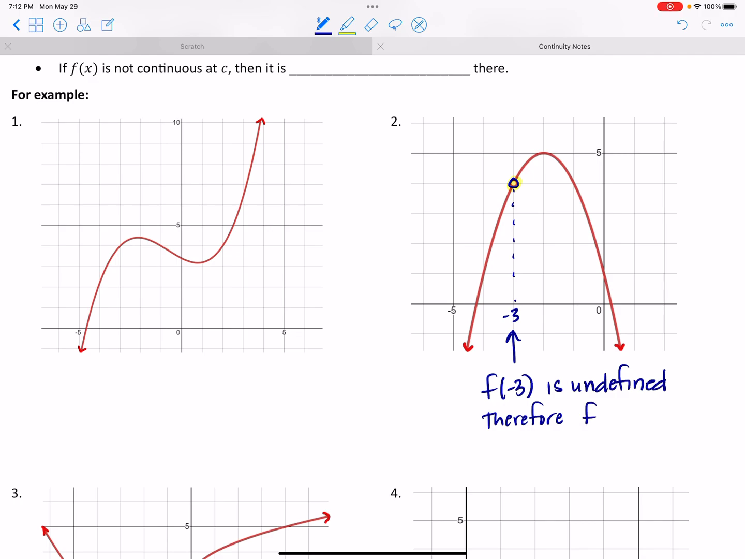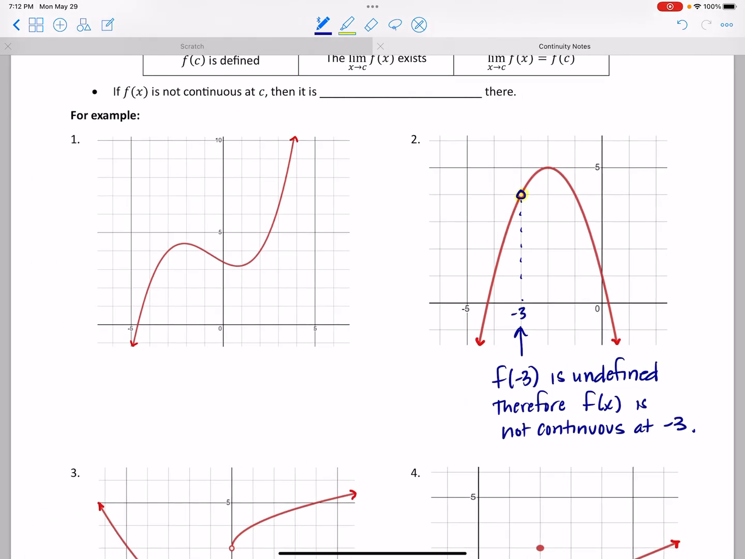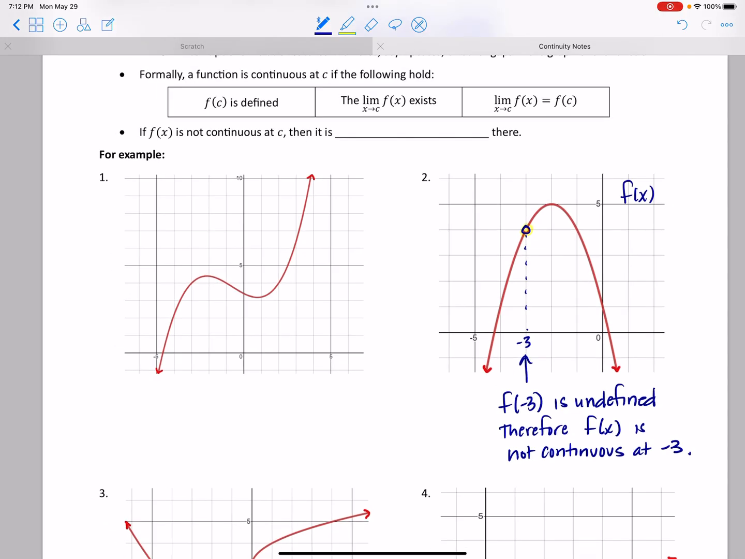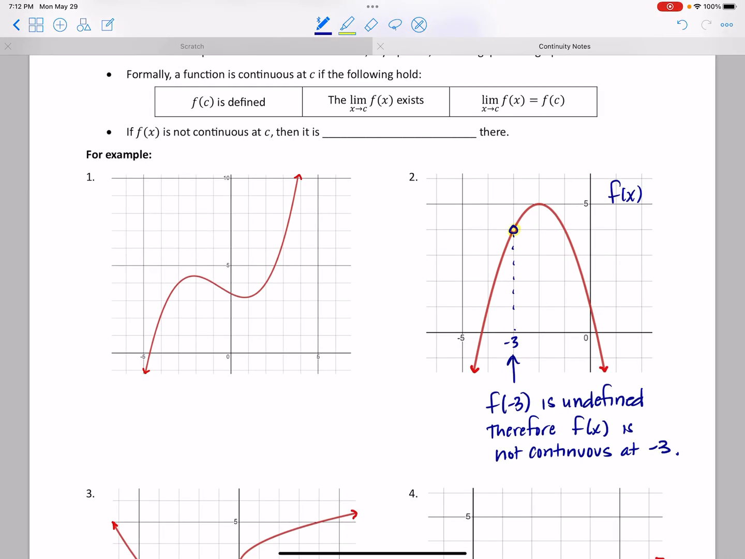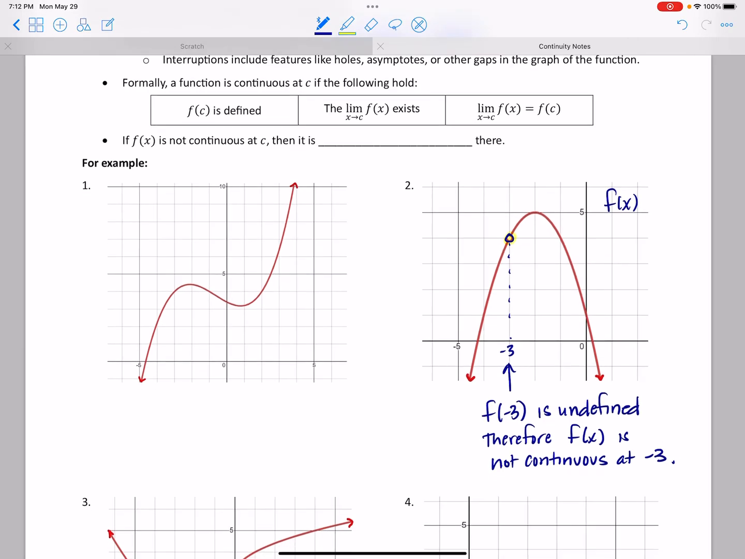So f of -3 is undefined, so we're going to say f of x is not continuous at -3. Okay, now I called this f of x, but I didn't actually label that anywhere, so let me go ahead and stick a label on this graph and say that this graph is f of x. Alright, so our function has to be defined at an x value in order for it to be continuous there. So this graph, again, is discontinuous at -3.